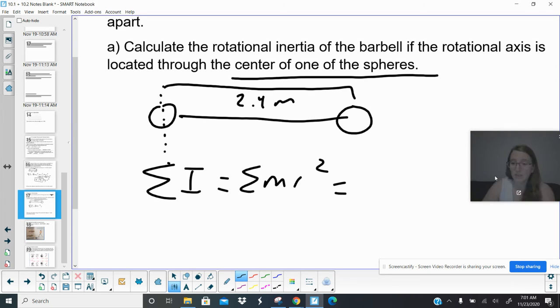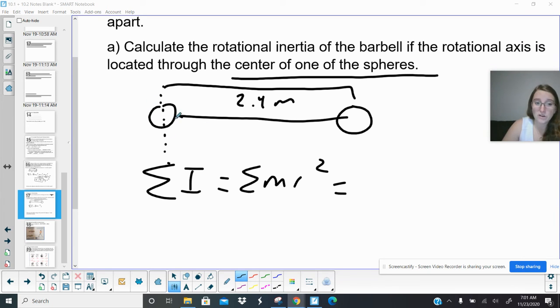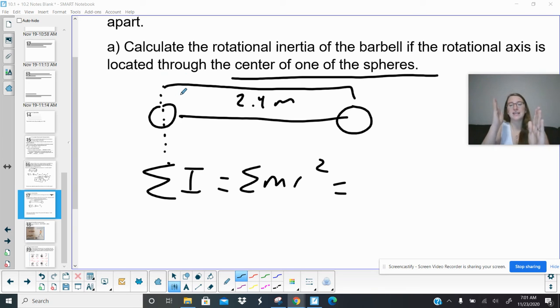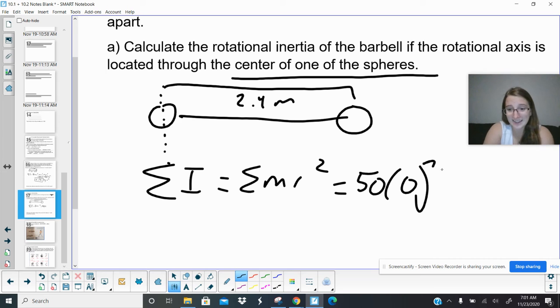Okay, well, if we look at them individually, the first ball does not have any distance from the center of rotation, because like I said, when we're talking about the distance apart, we are referencing the center of the masses. So if I'm rotating through the center of this mass, if I go to plug this in, it does not have any distance from the center of rotation. So that would be 0.